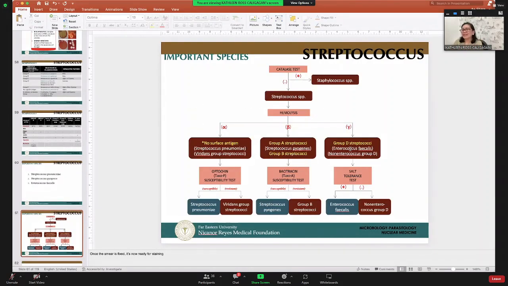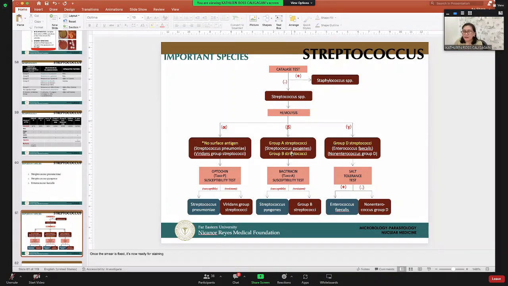In the laboratory, this is what you're going to do. The different biochemical tests to identify different species of strep. Again, you start with catalase to differentiate from Staphylococcus. Then you do hemolysis. Alpha hemolysis will suggest either Streptococcus pneumoniae or viridans group streptococci. Now, to differentiate strep pneumoniae from other viridans group, you do an optochin susceptibility test or TAXO-P. It's a presumptive test for Streptococcus pneumoniae. So susceptible is pneumoniae. Viridans, negative, they're resistant.